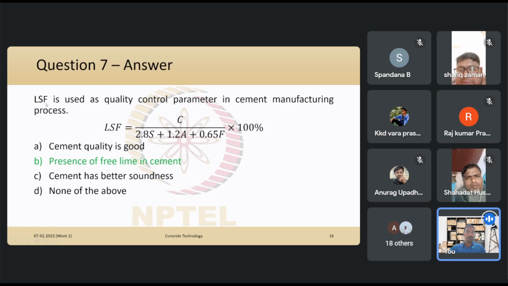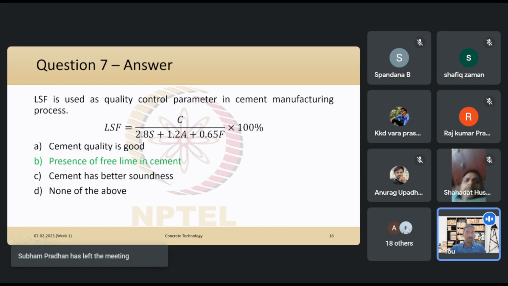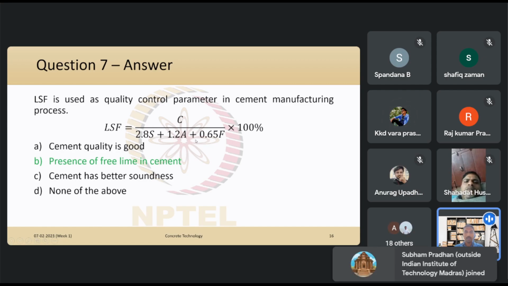The lime saturation factor is what we call a control ratio or a quality control parameter in the manufacturing of cement, right? So what does that mean? It is nothing but the ratio of the calcium oxide to the sum of some factor times the SiO2, plus some factor times the aluminum oxide, and some factor times the iron oxide, right? So it is a ratio of calcium oxide to the sum of the other three oxides that we see in cement, expressed as a percentage.